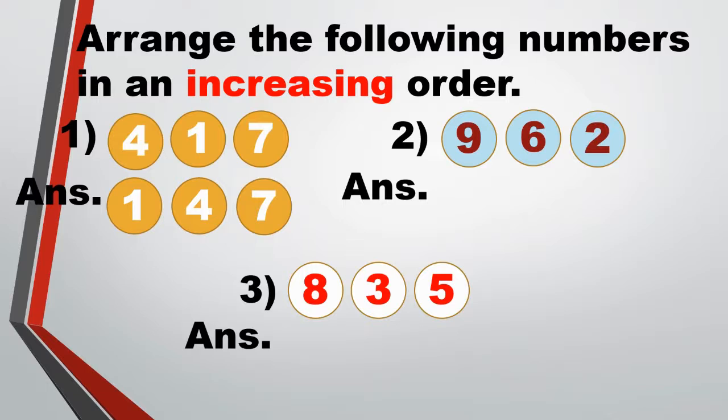We have numbers 9, 6, 2. Now, we have to arrange these numbers in increasing order from smallest to the greatest number. Now, tell me which is the smallest number in this line? Right, 2. 2 is the smallest number in this line. Which number will come after 2?